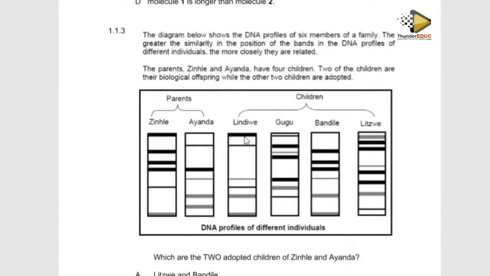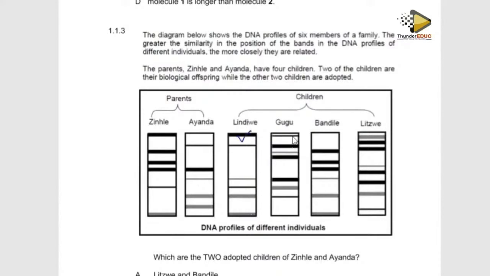So now we draw. This one matches from the father. Then nothing, nothing. This one matches with the father. And then this one matches from the mother. This one matches from the father. This one matches from the mother. So this one is covered, meaning that this one is a biological child.